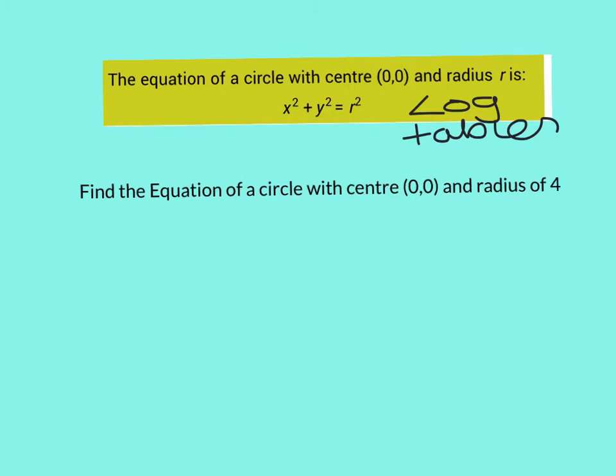So find an equation with centre 0, 0 and radius of 4. So how I would go about that is this just straight substitution.